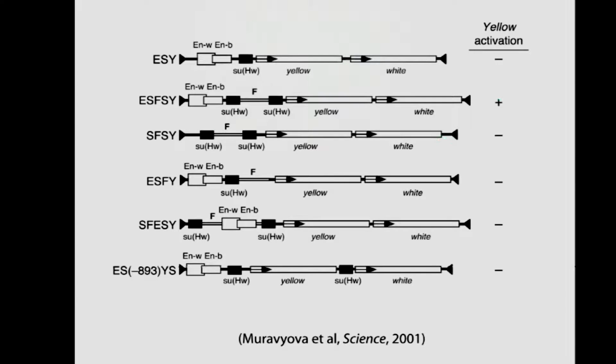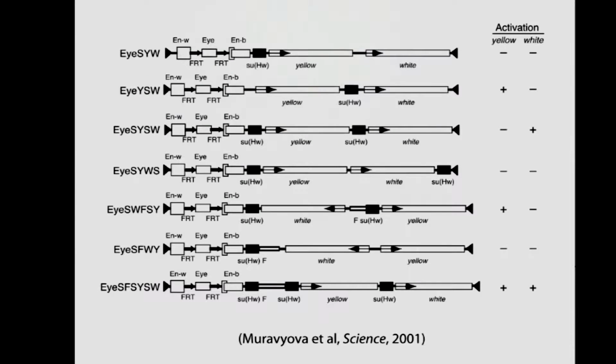And so what you see here is whether yellow is activated or not. If you have one suppressor of hairy wing cluster, then you stop activation. But if you have two, this is actually restored. You can see other cases like that. This is a very interesting case where pairing the site restores activity.